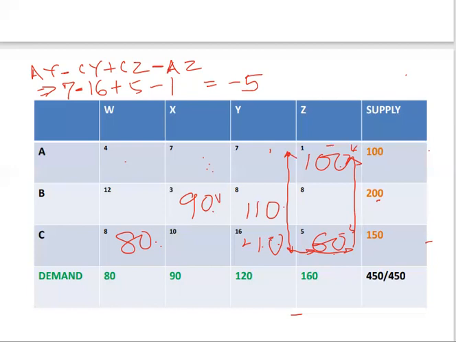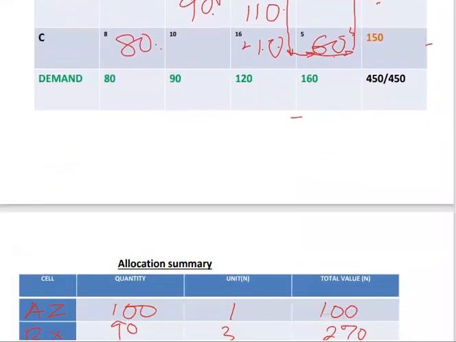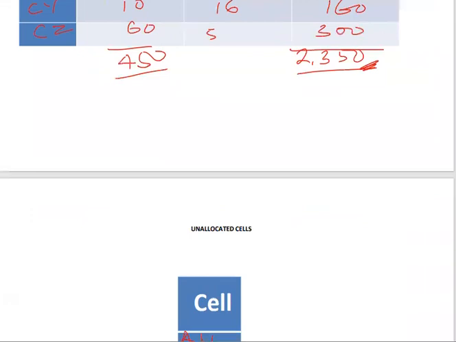AY gives us negative. That means it's going to reduce our cost by 5 naira. So if you decide to move 20 bags times 5 naira through AY, that means we are saving how much? 100 naira from our 2,350. Do you understand it now? That is the interpretation, but we are here to get there. Call the path for me. Let's put it in the table.